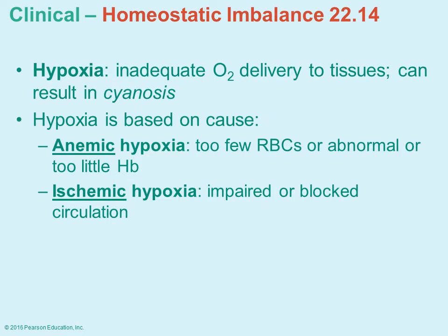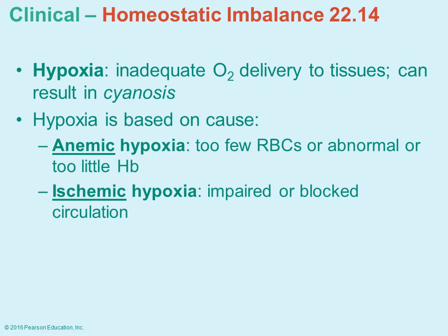Hypoxia is a term used when the tissues are not receiving enough oxygen. If this continues too long, it can lead to what we call cyanosis, where there's a bluish coloring to the skin. What can cause hypoxia? Anemic hypoxia is when there are not enough red blood cells, or the red blood cells are abnormal. Either way, you end up with not enough hemoglobin to bind oxygen and ensure an adequate supply of oxygen to the tissues.